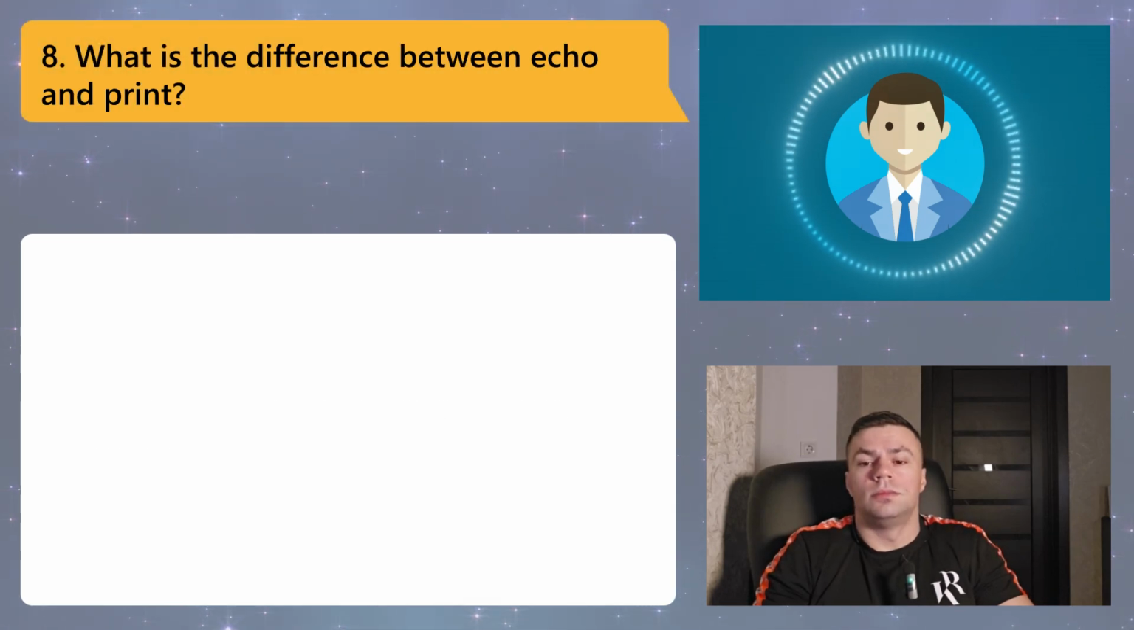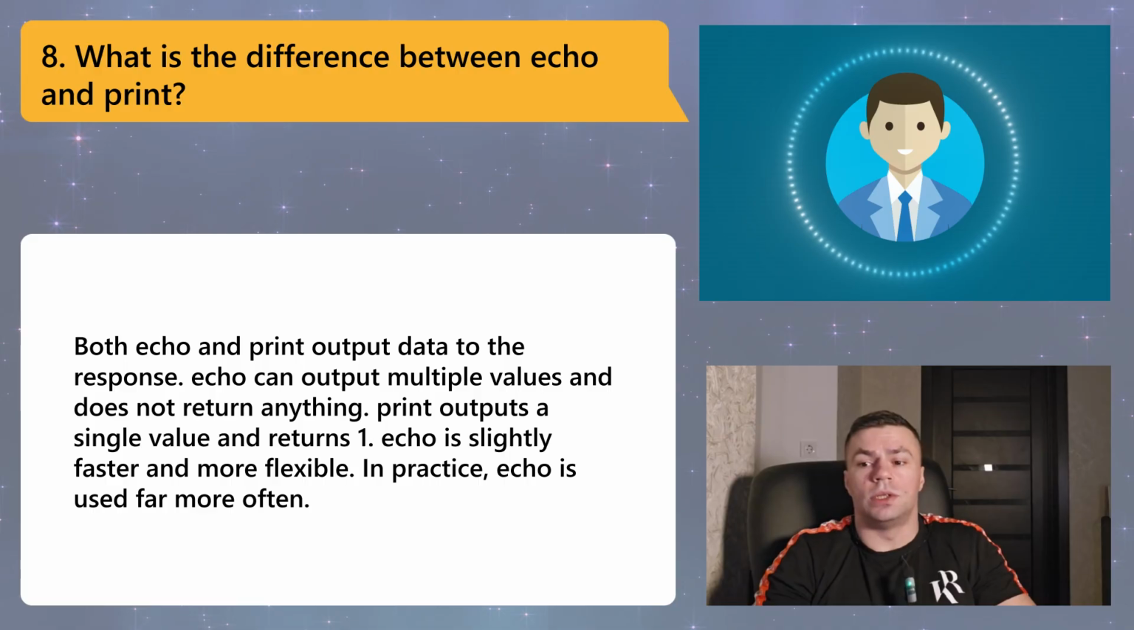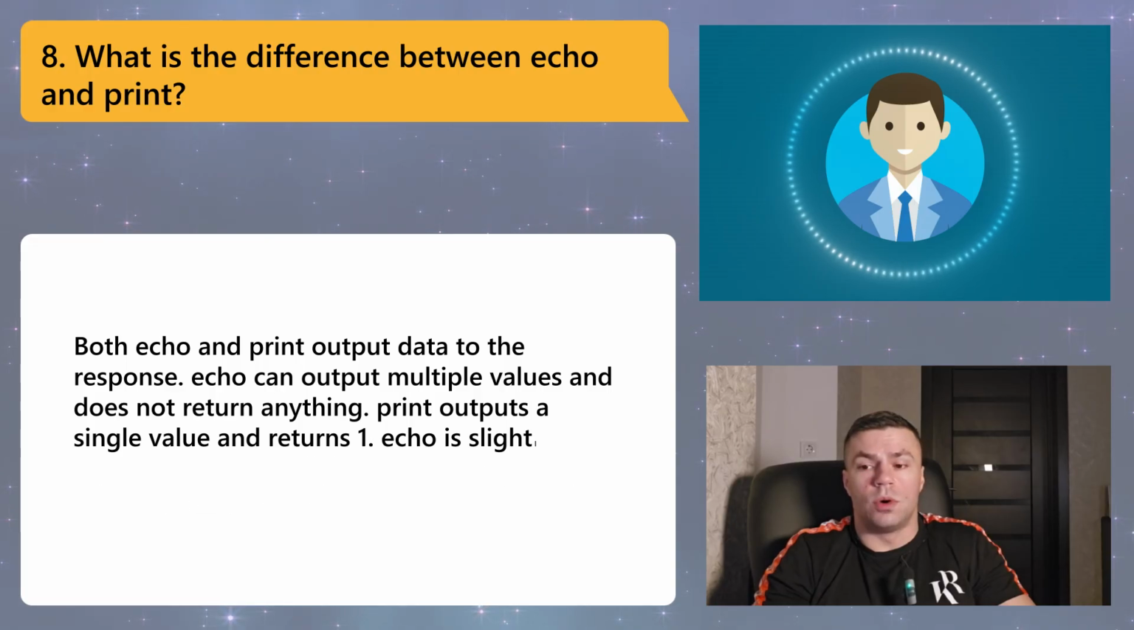What is the difference between echo and print? Both echo and print output data to the response. Echo can output multiple values and does not return anything. Print outputs a single value and returns one. Echo is slightly faster and more flexible. In practice, echo is used far more often.